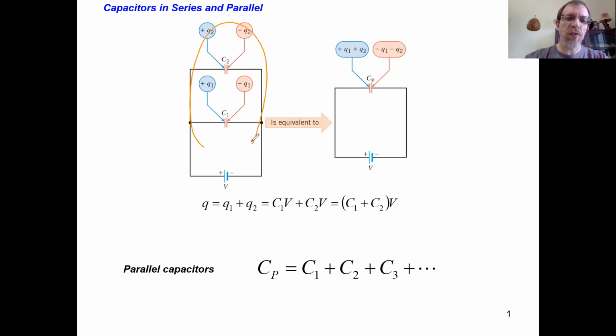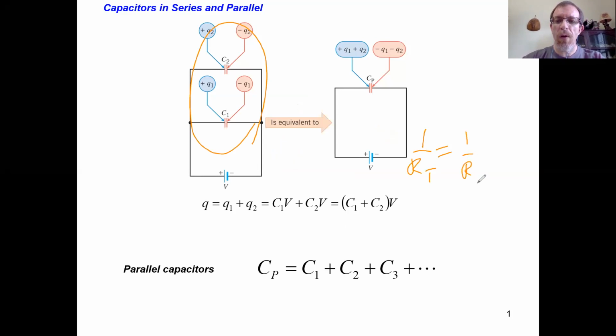So we've got a couple of capacitors in parallel. And the question I have is, well, how exactly do we handle this? We know how to handle resistors in parallel. We can remember that our resistor formula is what? 1 over R total is equal to 1 over R1 plus 1 over R2. And that's how we would handle resistors in parallel.